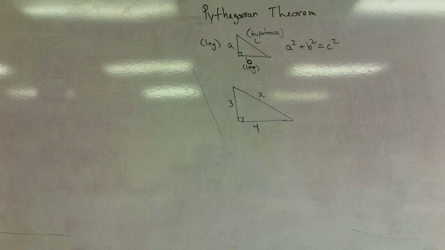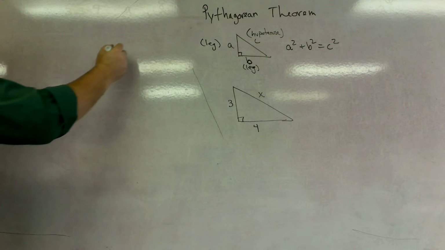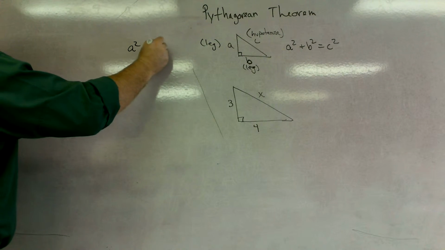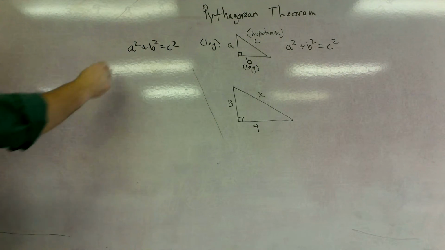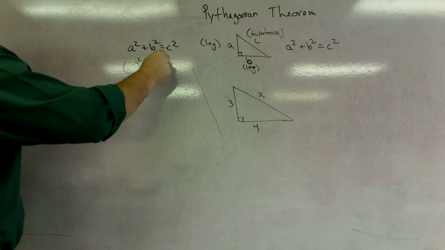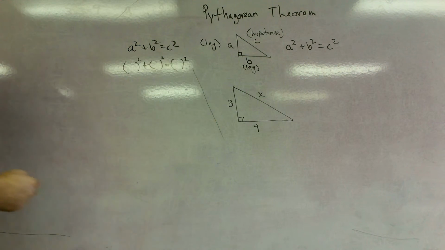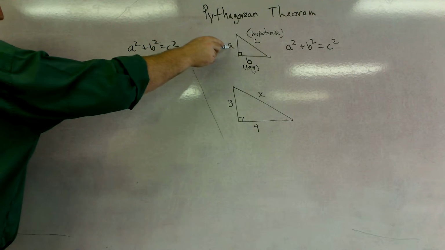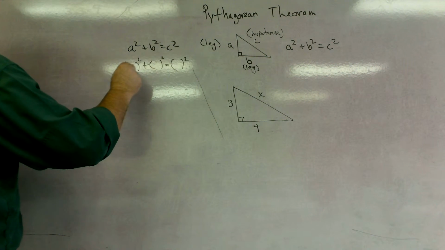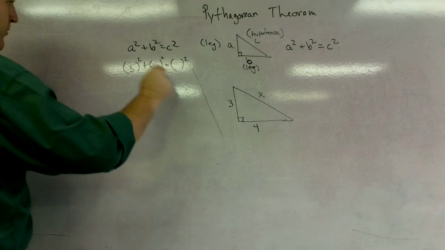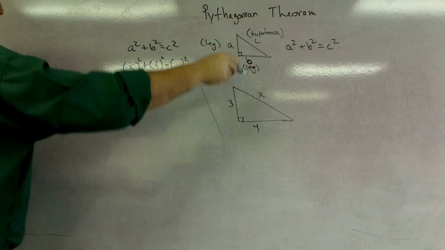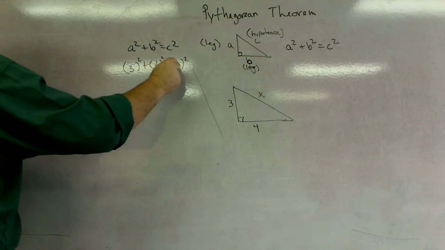Okay. So the first example is a triangle with legs 3 and 4, and the question is finding the hypotenuse. So what we're going to do is start off with a squared plus b squared equals c squared. And then we're going to substitute into this formula all the numbers and letters from our problem. So a is one leg. In my triangle here, a is the one on the left, so I'll put 3 in for a. b is along the bottom, so we put a 4 in for b. And c is the hypotenuse, and the hypotenuse in my example is x.